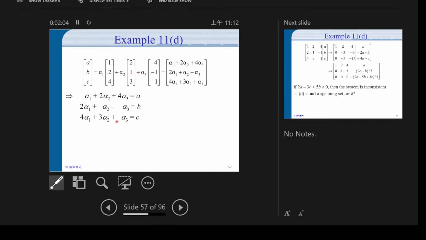To see it's not a spanning set, we need to do a calculation here. So we have (a, b, c) equal to alpha 1 V1 plus alpha 2 V2 plus alpha 3 V3, and then we write this out and equate both sides. Then we see that we have a linear system of equations for alpha 1, alpha 2, alpha 3. So basically you have those three columns as a matrix.